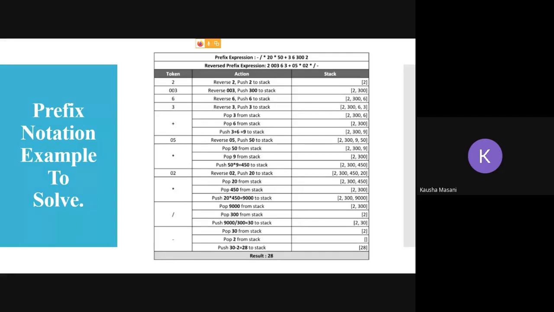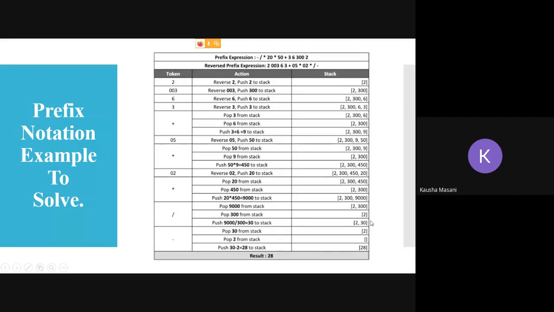Okay, let me complete it again, I'll explain it. 20 into 450, so 9,000. 9,000 is pushed back into the stack. So now your stack contains 2, 300 and 9,000. Now you are coming across divide. So we are popping two values, 9,000 and 300, from the stack. Dividing 9,000 divided by 300, 30. 30 is pushed back into the stack.